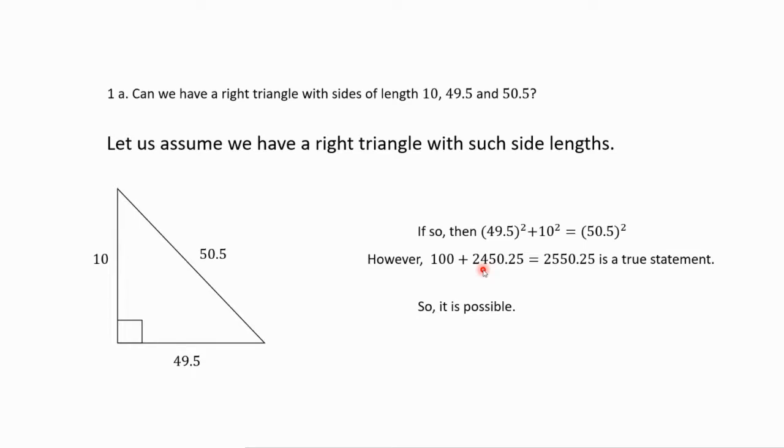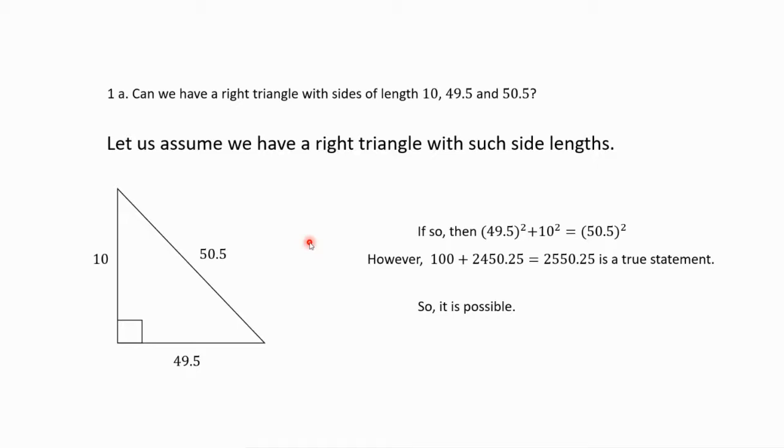Yeah, the biggest one is always the hypotenuse, always opposite the 90-degree angle. The other two can be placed either in A and B. It doesn't matter. Right, it doesn't matter. Awesome question. Any other questions?